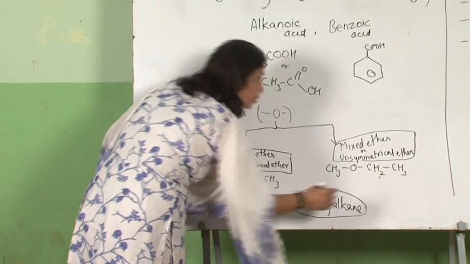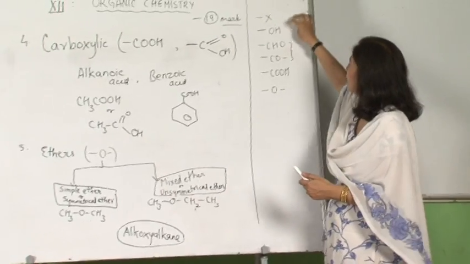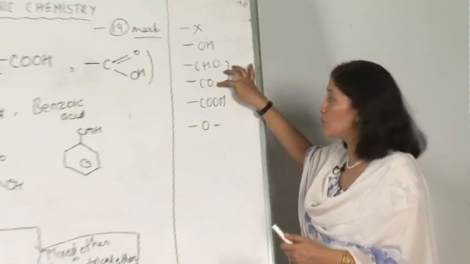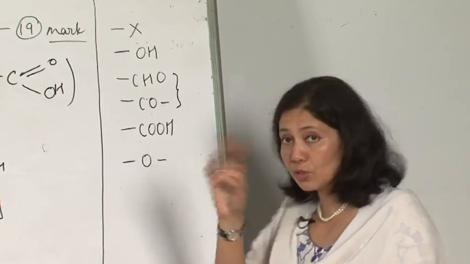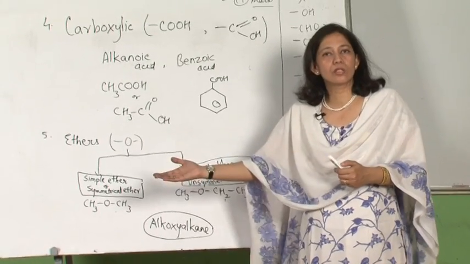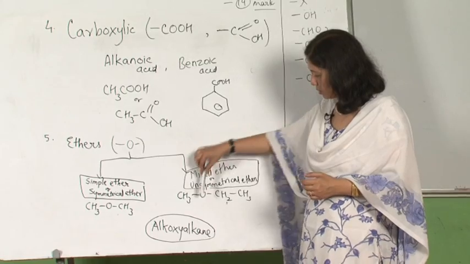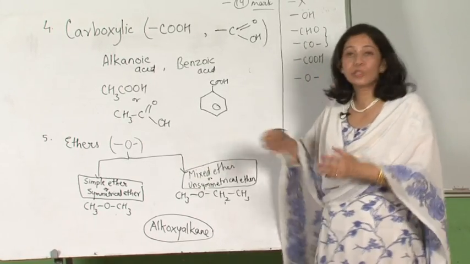Till now, I have been using the word alkane only once: haloalkane, alkanol, alkanal, alkanone, alkanoic acid. In this case, 2 times. Alkoxyalkane. Which part is alkoxy? Which part is alkane? Now, when I am taking the example of mixed ether, this is the oxygen atom. You just see which side I have got more number of carbons.